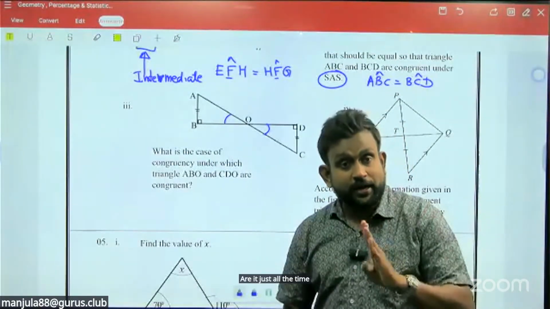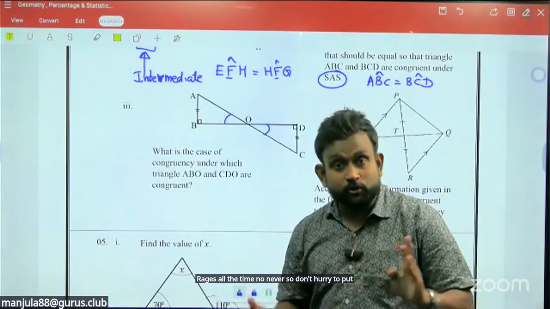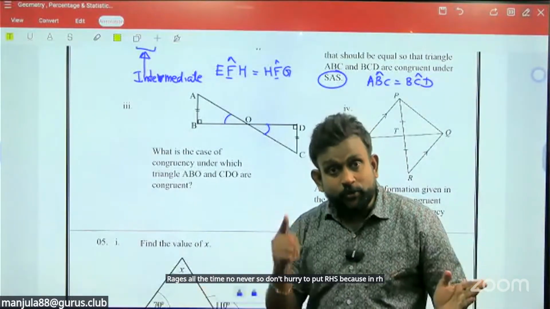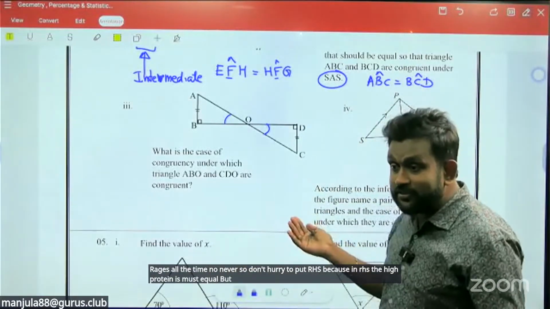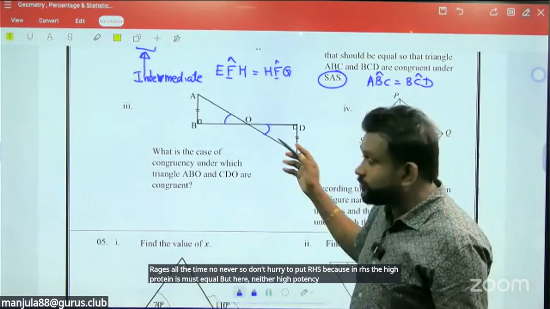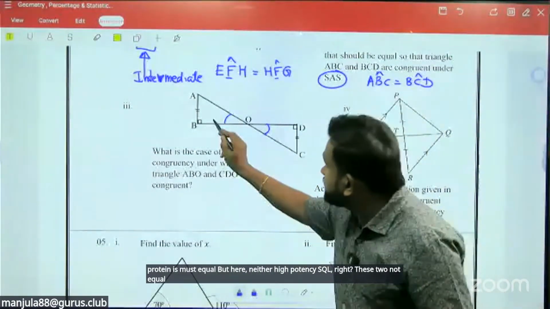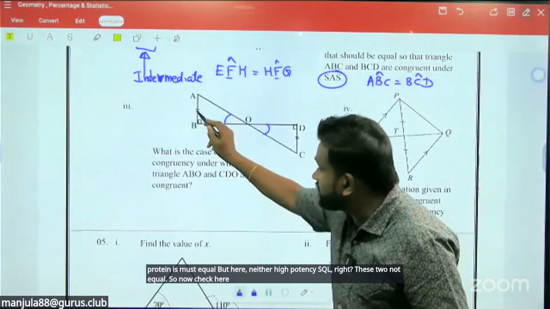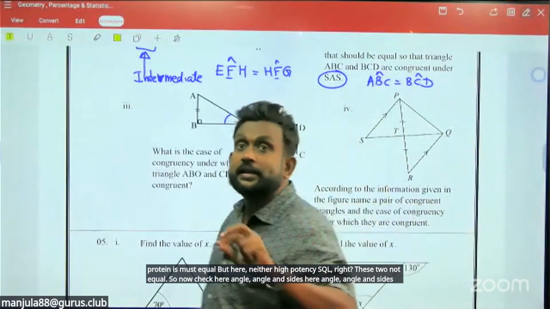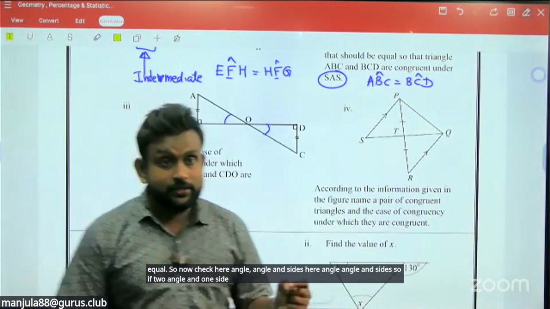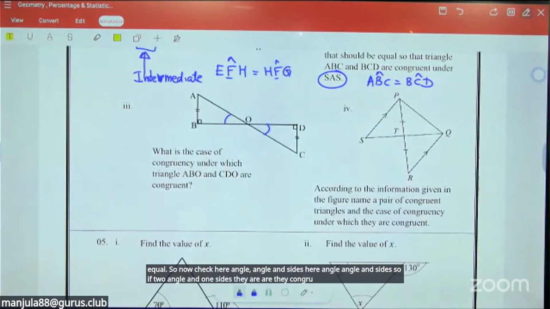So don't hurry to put RHS, because in RHS the hypotenuse must be equal. But here neither hypotenuse is equal, right? These two are not equal. So now check the angles and sides here. If two angles and one side are equal, are the triangles congruent all the time? No, they are not congruent all the time.